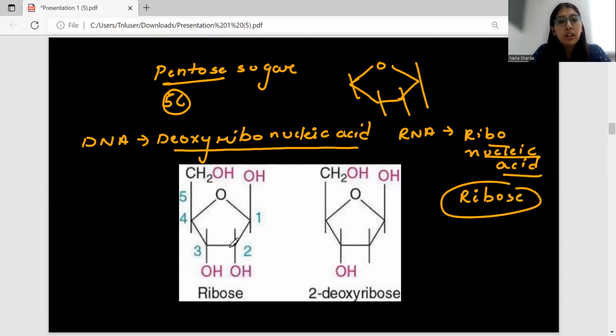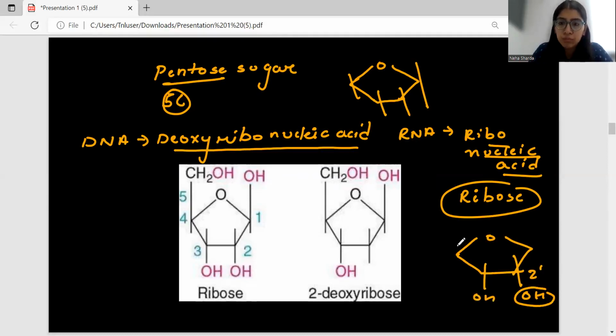And in ribose sugar, if you see the structure very carefully, you will see a difference between ribose and deoxyribose sugar. In case of RNA, we have an extra hydroxyl group at position 2. At 2' carbon, there is an extra hydroxyl group. Other things are same, but we have an extra hydroxyl group at 2' position.